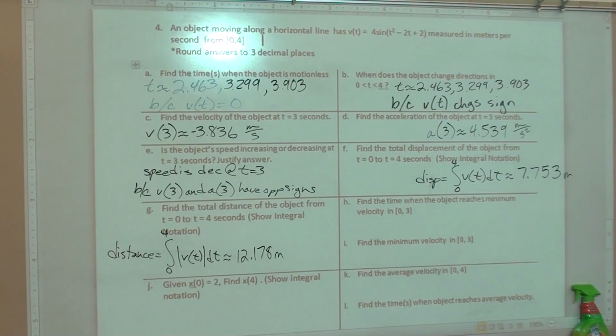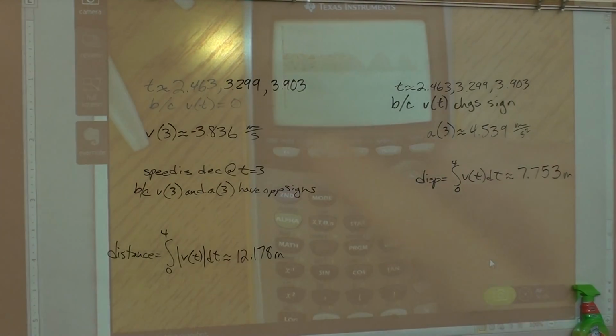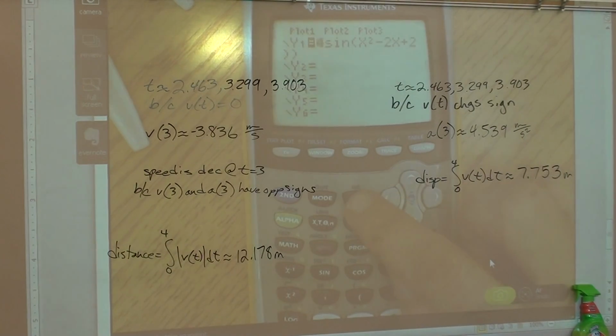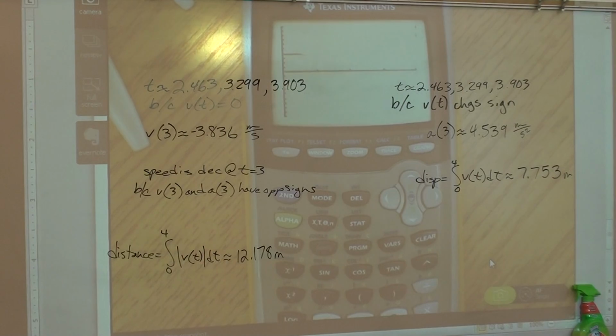Okay, moving right along. This is not on your test, but to find the time when the object reaches minimum velocity, if you're not required to justify at all, I'm going to go back to my y equals and take the absolute value off. And this is my velocity. If I want the minimum value, you can actually go to your calculate menu and pick minimum.